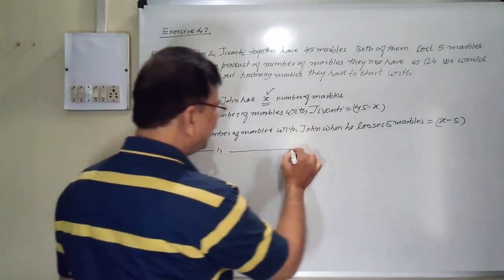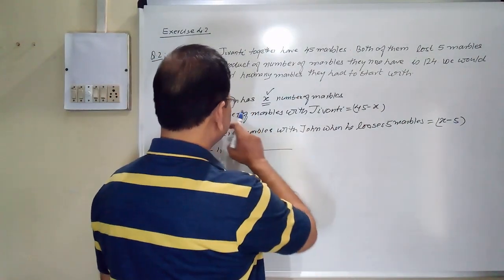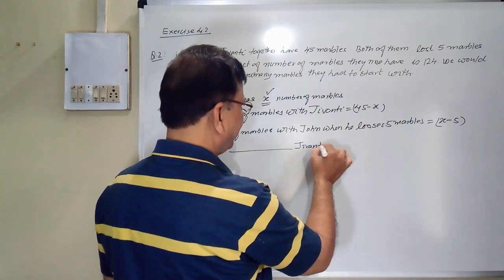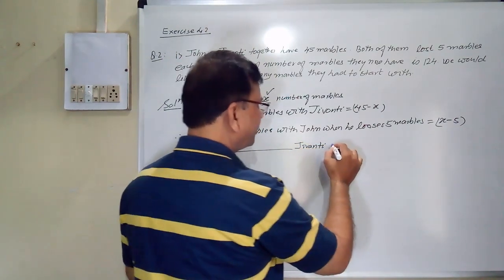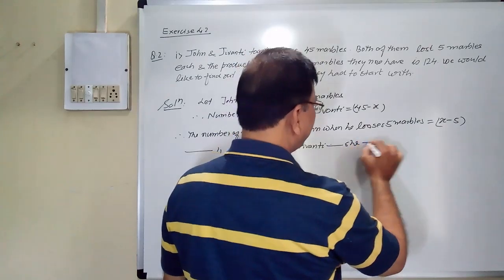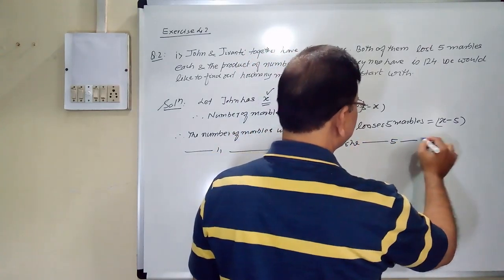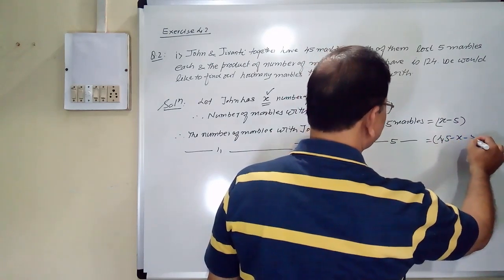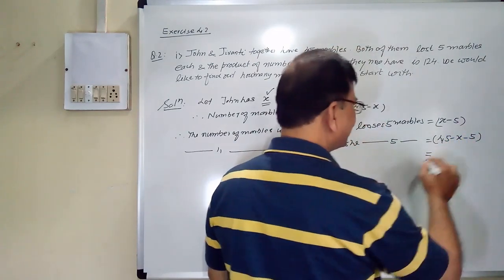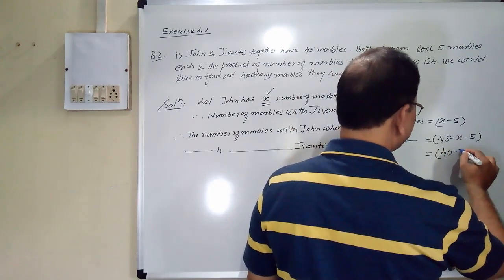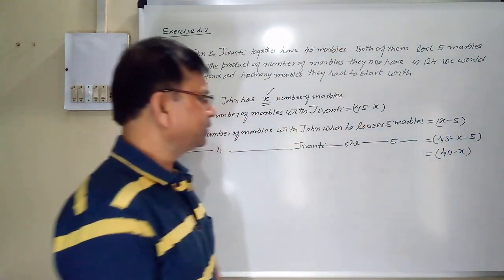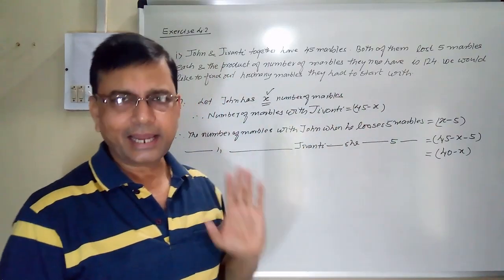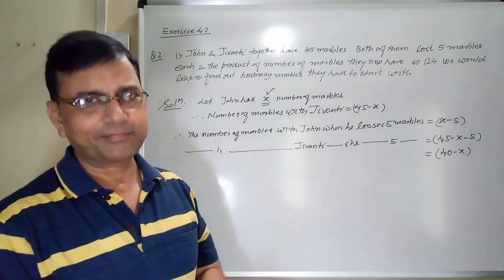Similarly, the marbles possessed by Jivanti when she loses 5 marbles is equal to 45 minus X minus 5, that is equal to 40 minus X. So these are the numbers of marbles which they had after losing 5 marbles.